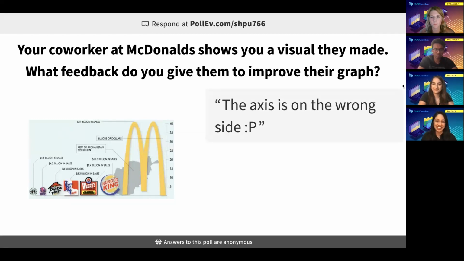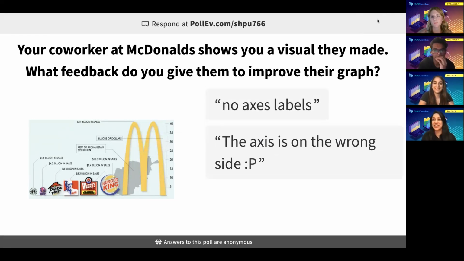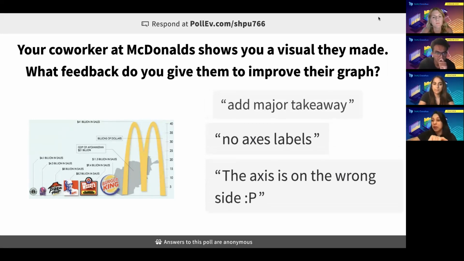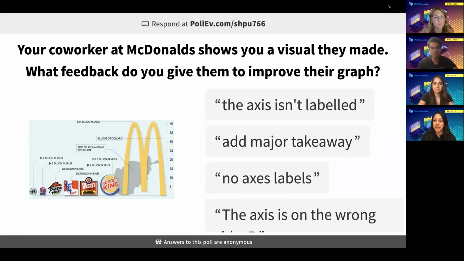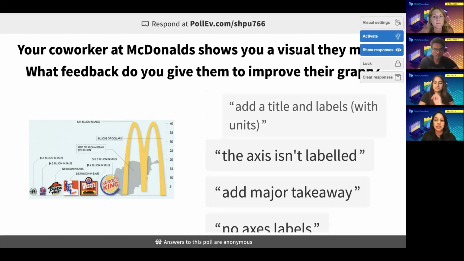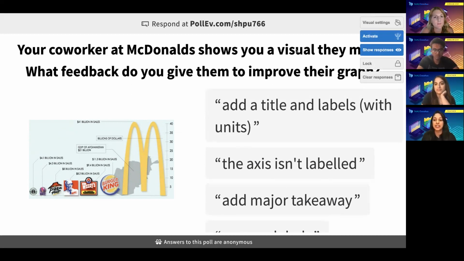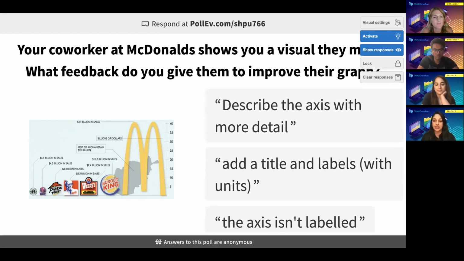Axis is on the wrong side. No axis labels. Yep, definitely. You have to read the smaller text to even know that this is money, and major takeaways. Yep, exactly. What does this mean? Who cares if McDonald's has 41 billion sales? What does that mean for the company? What should we do next? Yep, axis and labels, definitely. Yep, more details.